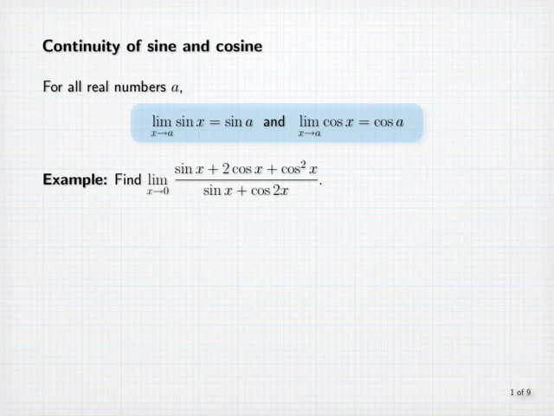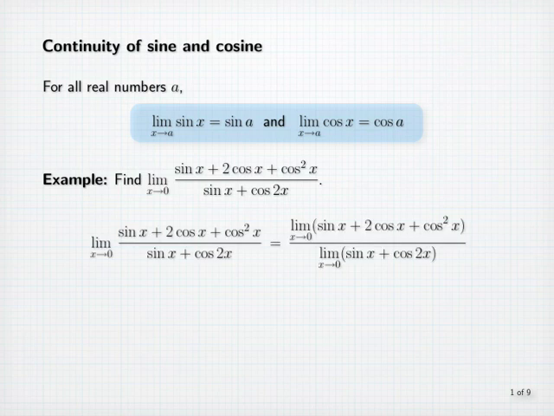Let's find the limit as x approaches 0 of sine x plus 2 cosine x plus cosine squared x divided by sine x plus cosine 2x. First thing we should do here is look at the denominator and think about what its limit is as x approaches 0. As x approaches 0, sine x plus cosine 2x will simply approach sine of 0 plus cosine of 0, which is 0 plus 1 equals 1. So the denominator does not approach 0 here.